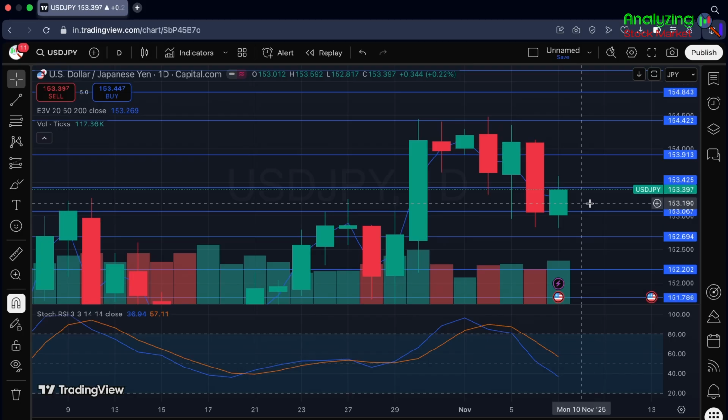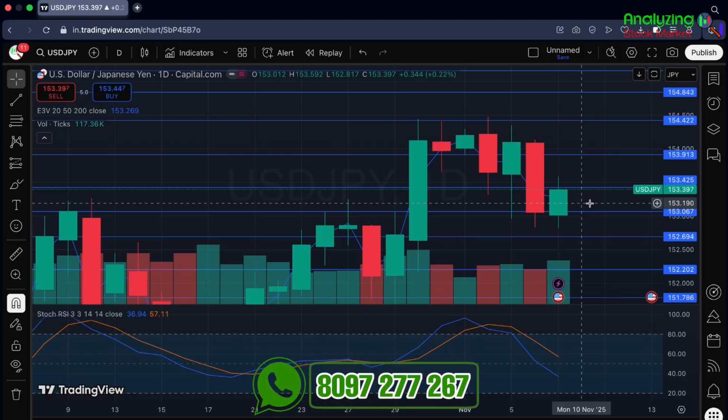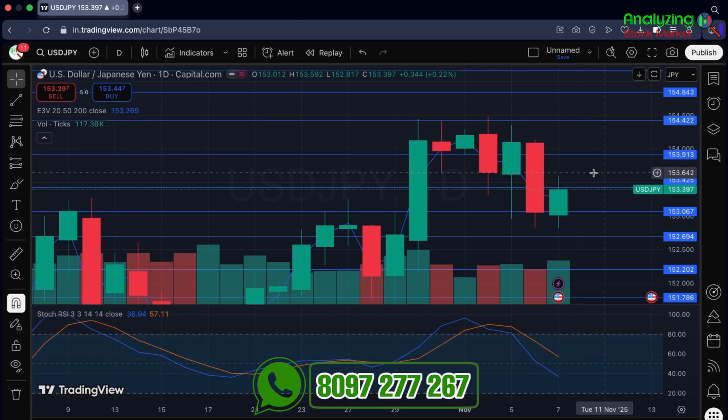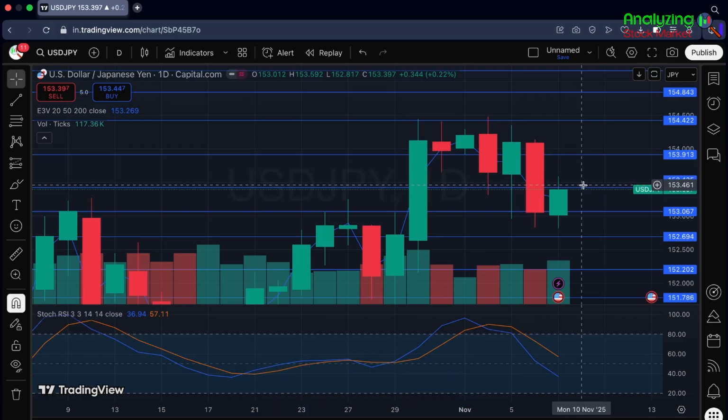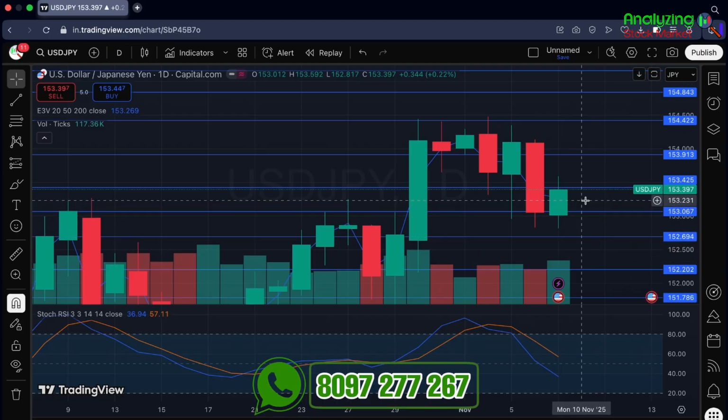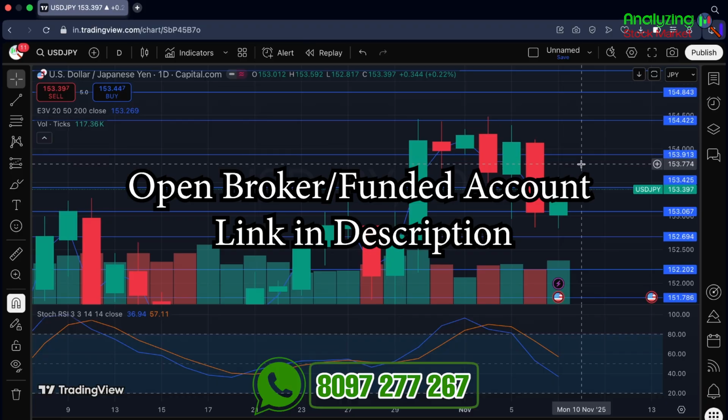So let's now talk about my opinion on the USD JPY pair for this week. According to the previous week's momentum, I am expecting a positive move on this side, that is 153.425 to 153.913. If you're looking for any short trade, then only go for a short trade once 153.067 gets breached and a one-day candle closes below this. Then we can go for a short trade to 152.694. We can even go a bit further short to 152.202. I'm expecting a positive closing in this range for this week.